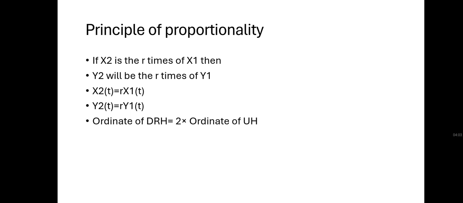Let's see the principle of proportionality. If x2 is r times x1, then y2 will be r times y1. x2(t) is equal to r times x1(t). y2(t) is equal to r times y1(t).